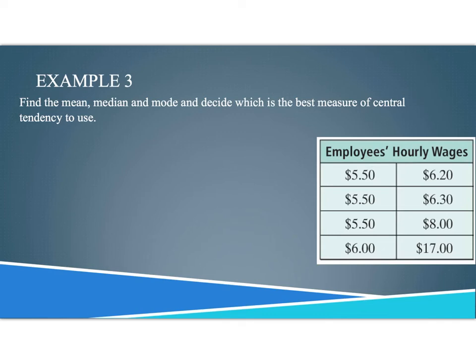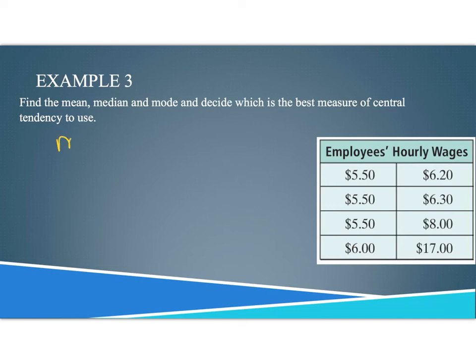For our last example, we have to find the mean, median, and mode of the data set and decide which is the best measure of central tendency to use. Now the nice thing is if you look at our data here, it does happen to go in order from smallest to largest. So I'm not going to rearrange that. We're just going to let that stay like that. But I am going to try to find the mean.